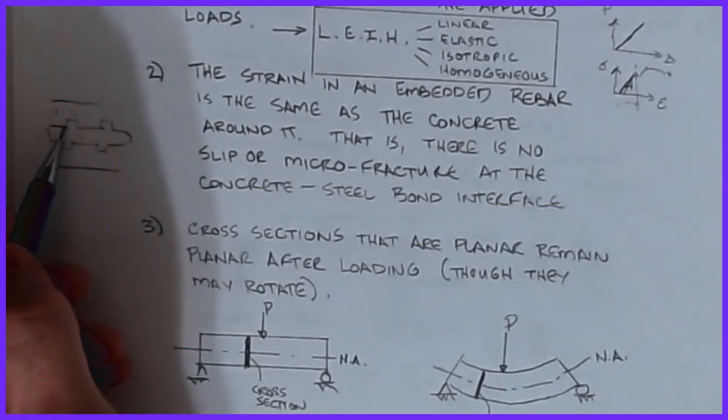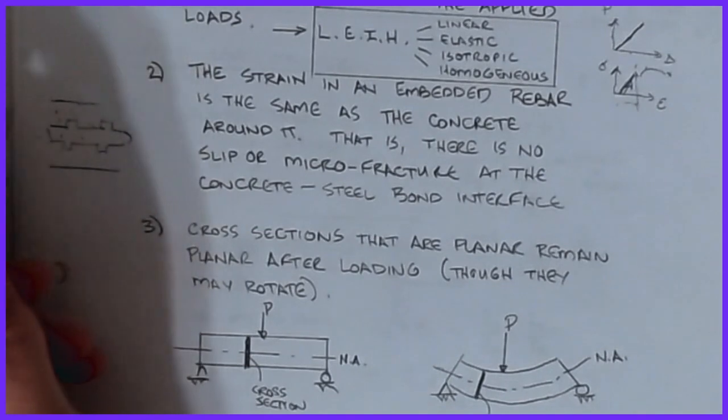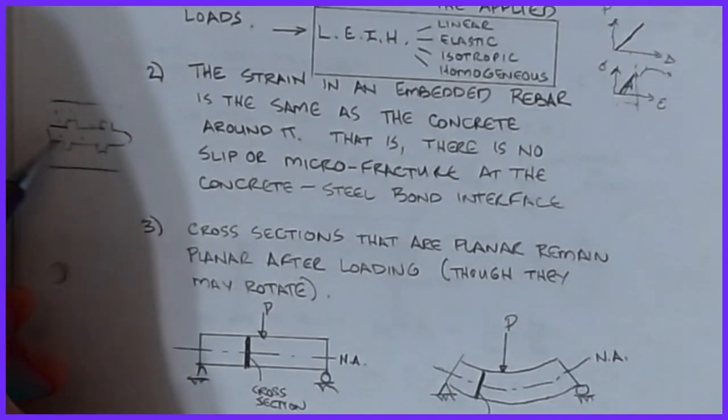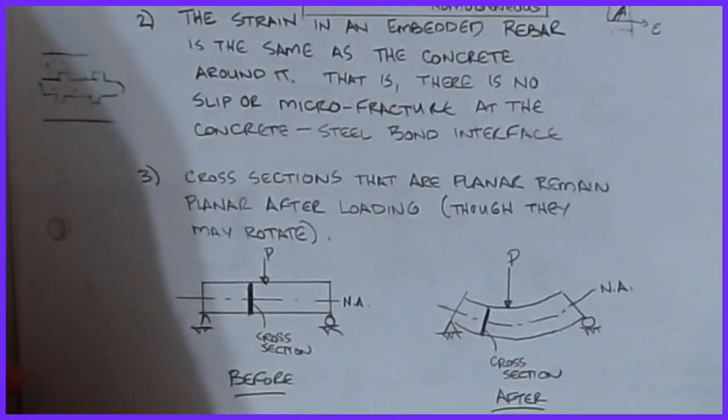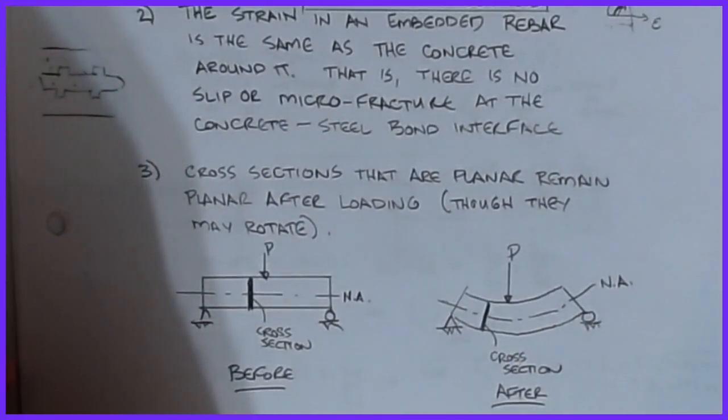And so that there's no microfracture occurring or any sort of other issue that occurs at the concrete-steel bond interface. So that's kind of what we're looking at. Again, we'll talk more about this when we get to bonding and development length. Okay. The next one is a mechanical assumption.